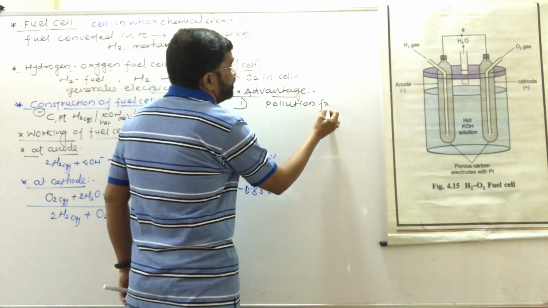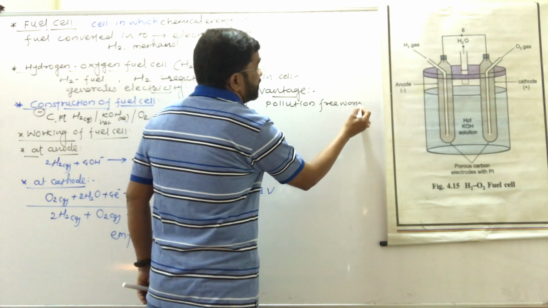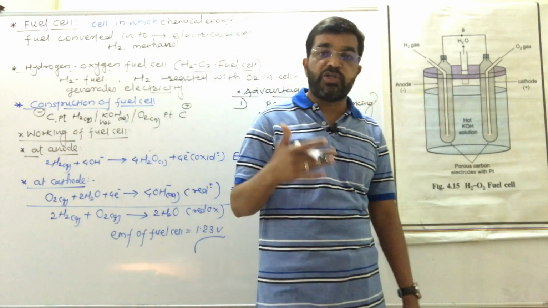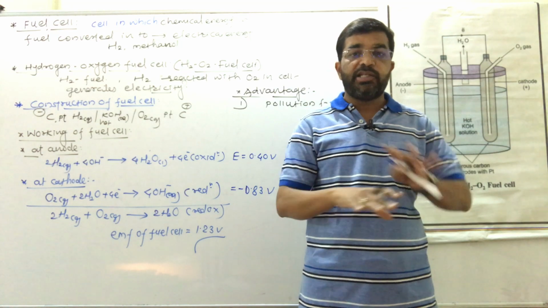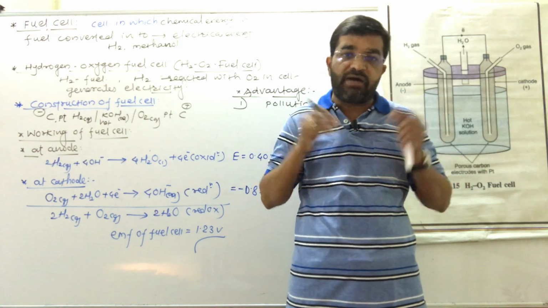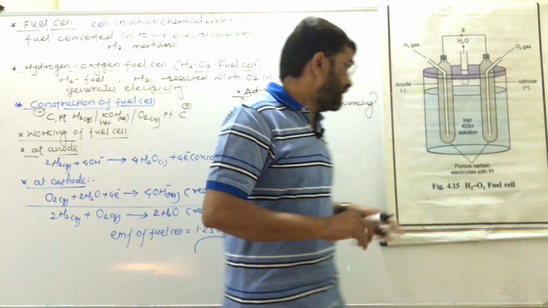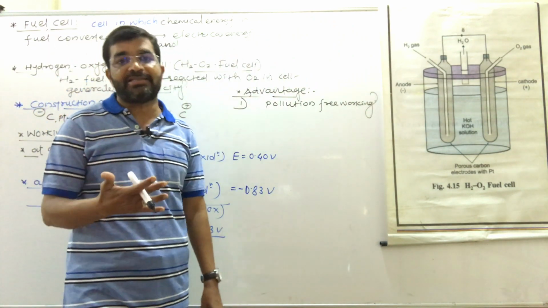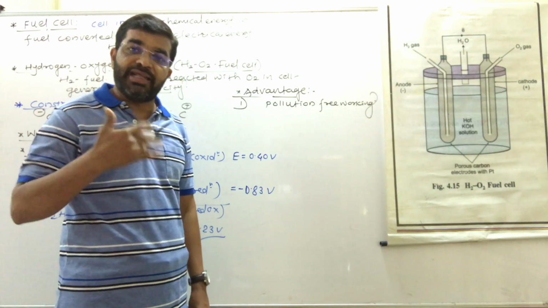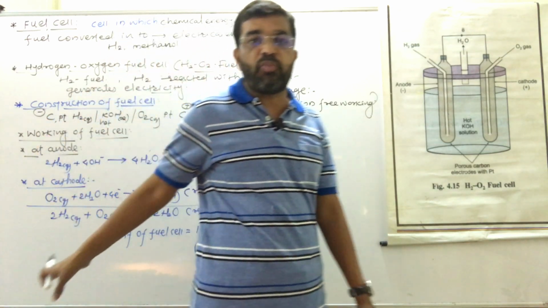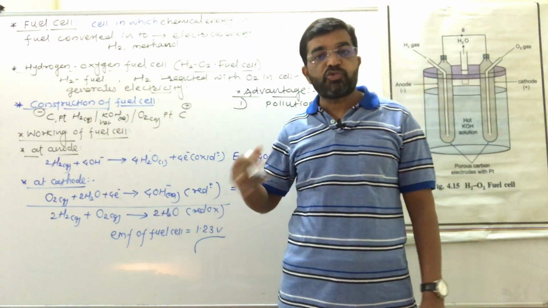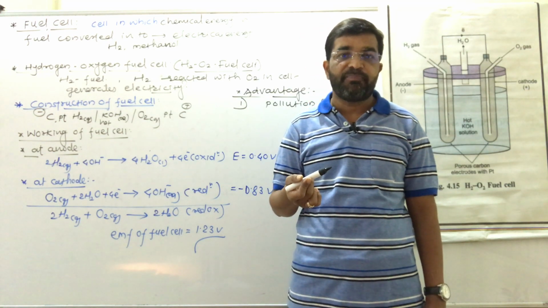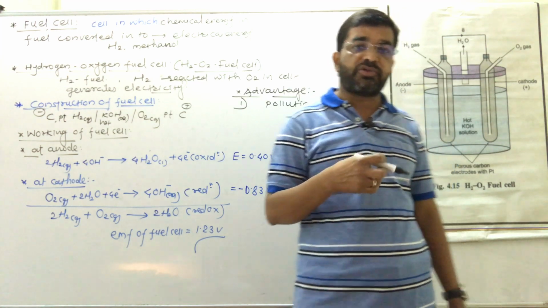What is pollution free working? There is no gas produced which pollutes the air. There is no substance formed which is harmful to us. While here there is formation of water, it is the purest form of water that is directly used for drinking purposes. The water formed in this cell we can use directly for drinking purposes.